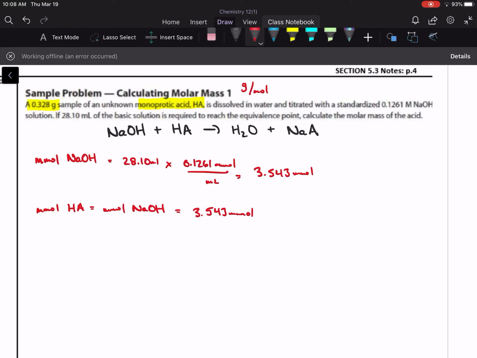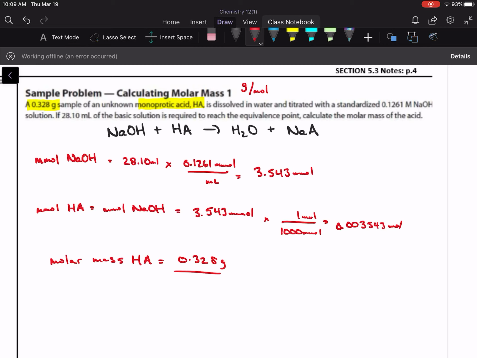And because I want a molar mass that's grams per mole, I'm actually going to need to convert my millimoles to moles. So I'm just going to take this and divide it by 1,000. There's 1,000 millimoles in 1 mole. So that's 0.003543 moles.